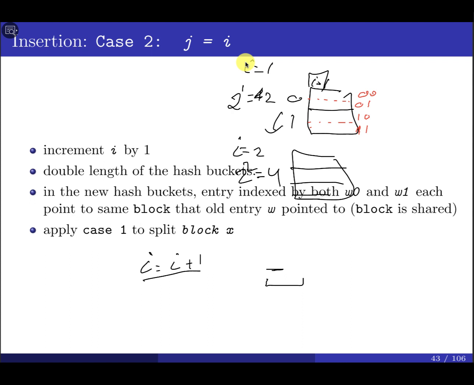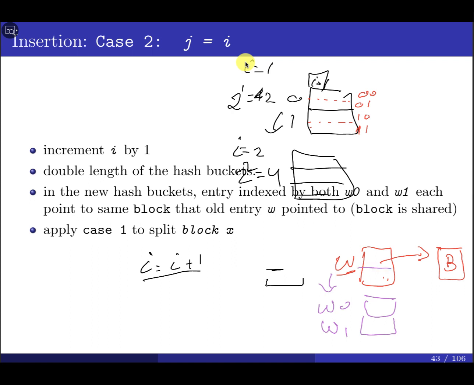So in other words, if we have a bucket entry here, with the current value W, regardless of whatever the value is, and this one used to point to the block B. When you expand or double the size, for every single entry you have to double it. What does that mean, double the size? That means the W now is going to have W0 and W1, divided into 2. Both of them are going to point to the B, because I double only the entries in the directory. Clear?